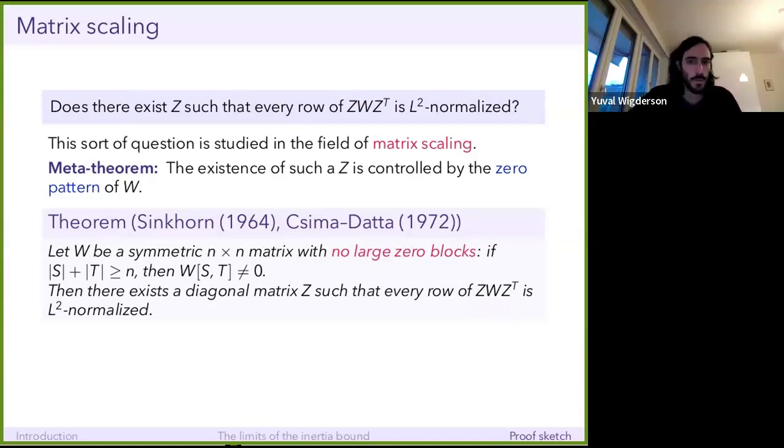And I won't prove this theorem. It's actually not super hard to prove, but I won't do it. And the upshot of it for our purposes is that if we happen to know that our matrix W has no large zero blocks, we're done. So any questions about that?